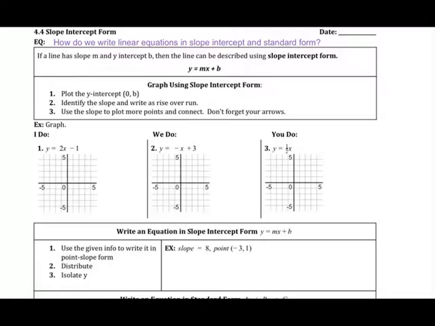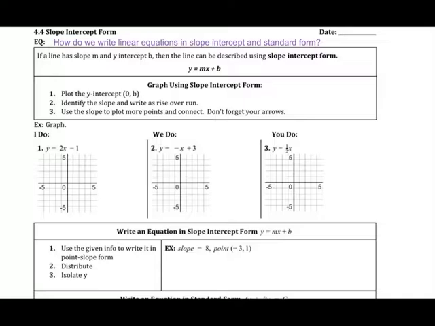4.4 is about slope-intercept form and standard form. So we're going to talk about how to write equations in slope-intercept form. We're going to focus on how to get there from what we learned in 4.3, how to get there from point-slope form. And then we're going to talk about how to transition from slope-intercept form into standard form.